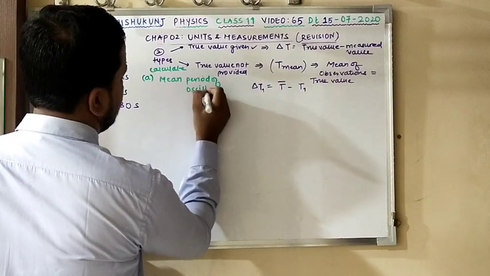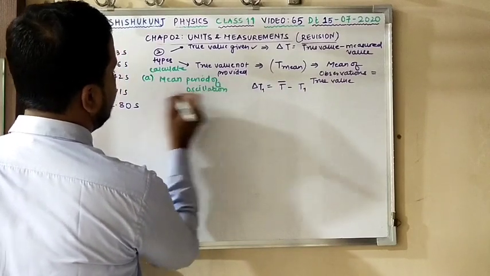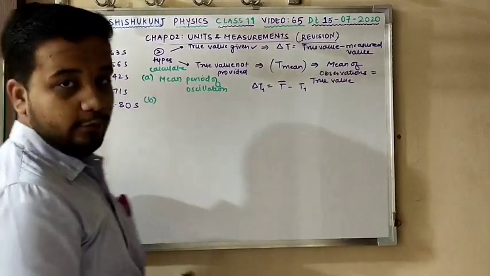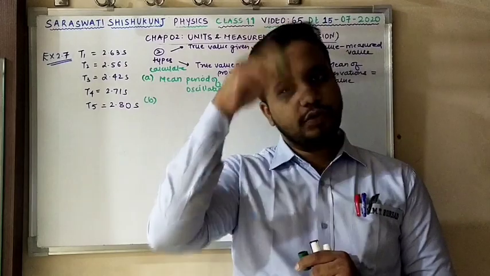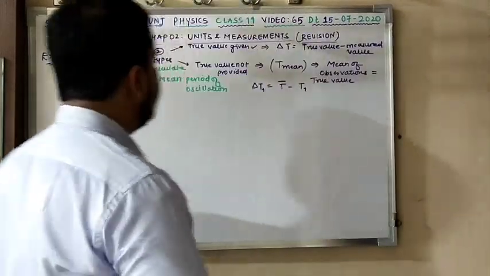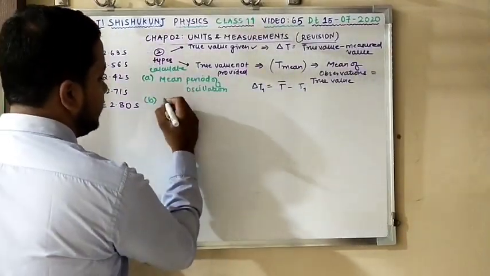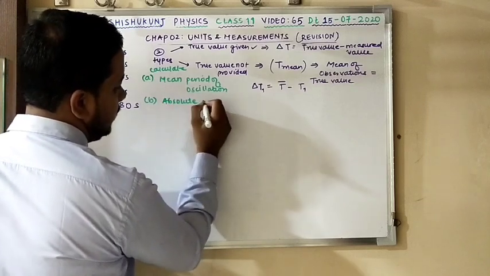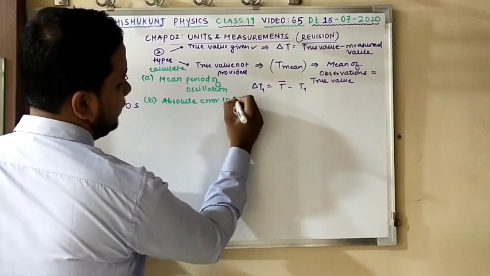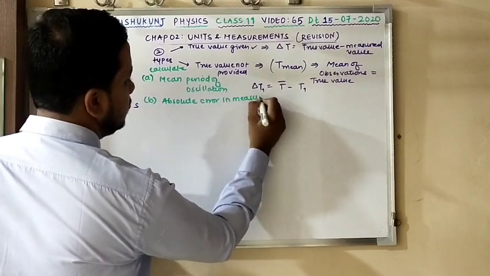Mean period of oscillation is nothing but the true value, because the true value is not given in this question. Clear? So what you will do? You will take the mean of the observations. Simple. So first is the mean period of oscillation. Then the error in measurement, you can say absolute error in measurements, is the second question.